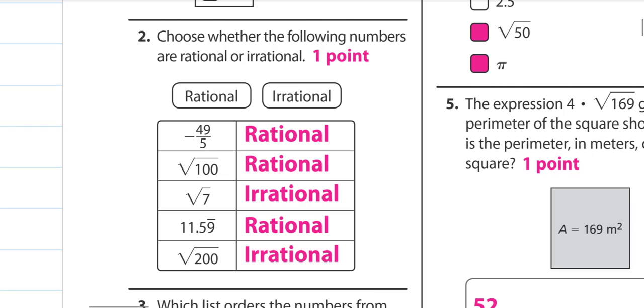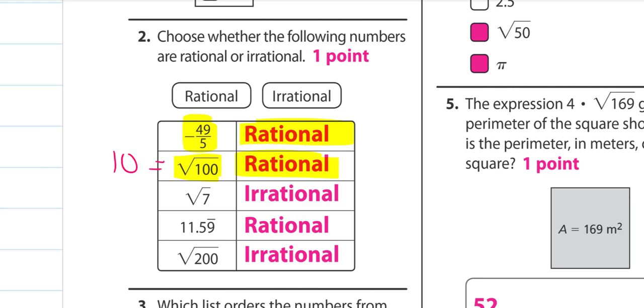For number 2, you're simply choosing which of these numbers are rational or irrational. And so we know that when we see a fraction, 49 divided by 5, it's negative. It doesn't matter if it's negative or positive. It's a fraction. We're going to label that as rational. The square root of 100, which we know equals 10, is going to be a rational number. The square root of 7 is irrational because it is a non-perfect square.